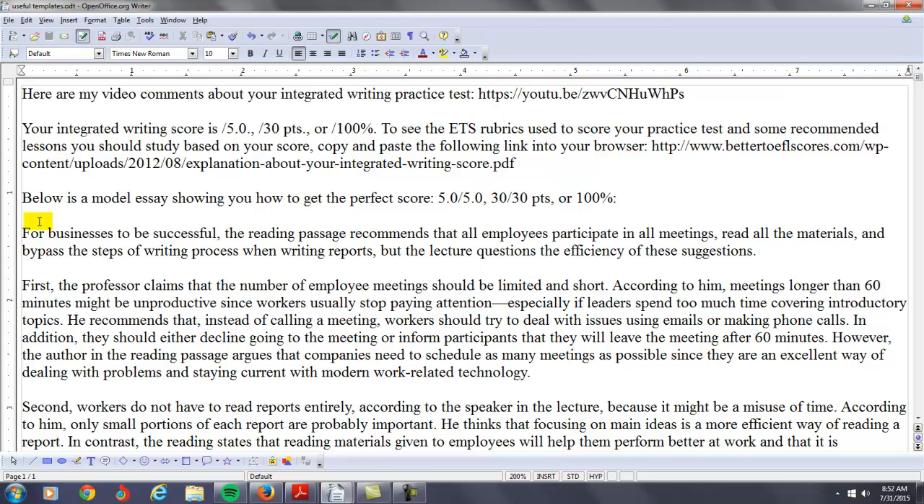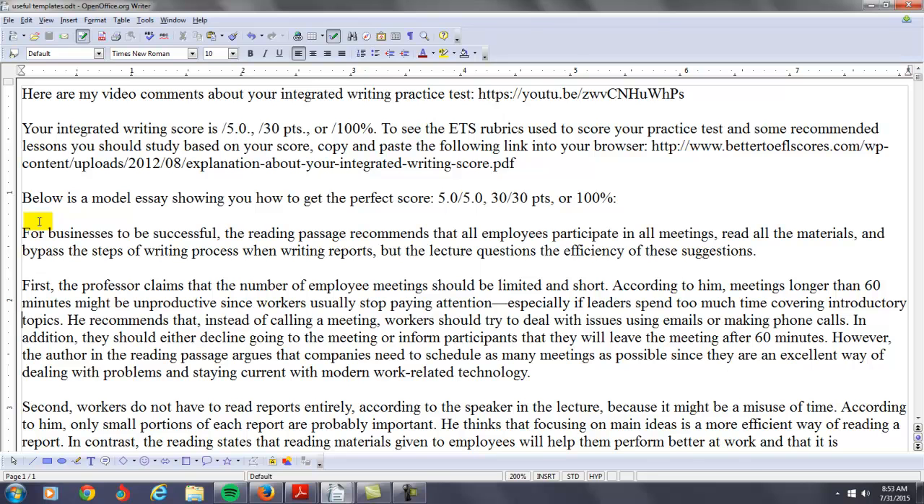So the beginning. For businesses to be successful, the reading passage recommends that employees participate in all meetings, read all the materials, and bypass the steps of the writing process when writing reports. But the lecture questions the efficiency of these suggestions. First, the professor claims that the number of employee meetings should be limited and short. According to him, meetings longer than 60 minutes might be unproductive since workers usually stop paying attention, especially if leaders spend too much time covering introductory topics.